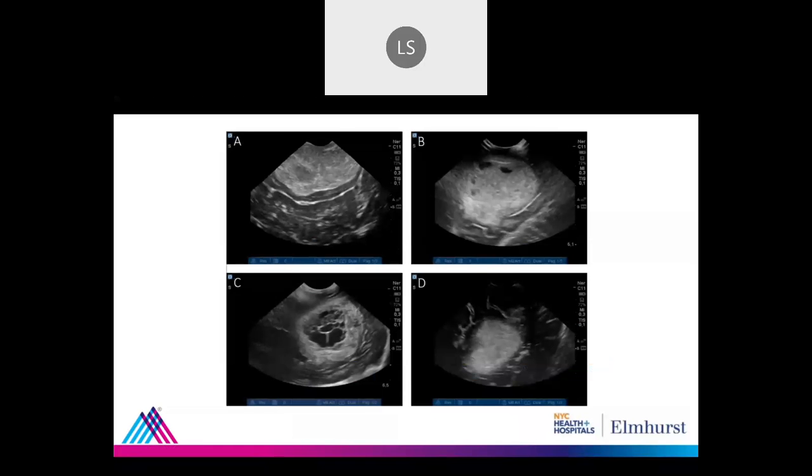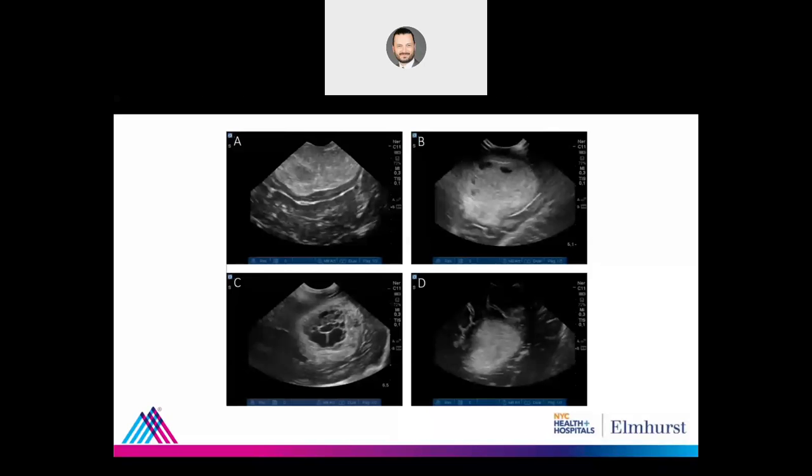I'm going to guess A. So A is pretty homoechoic and pretty well circumscribed. So I'm guessing it's probably something like a meningioma. Also, where is it location-wise with respect to the rest of the brain? Oh, it's extra-axial, because the probe is at the top. Right, so it's panning down.